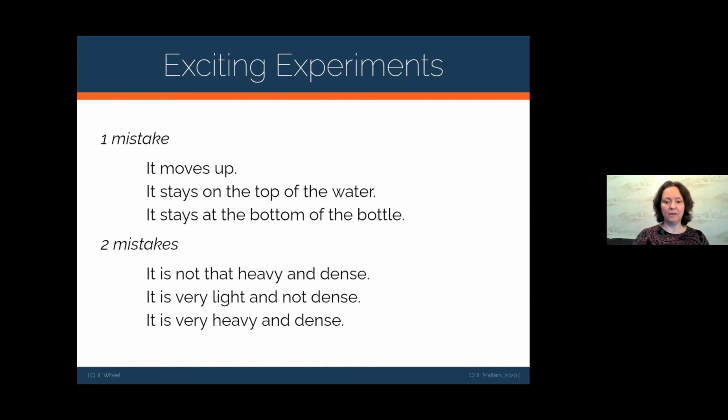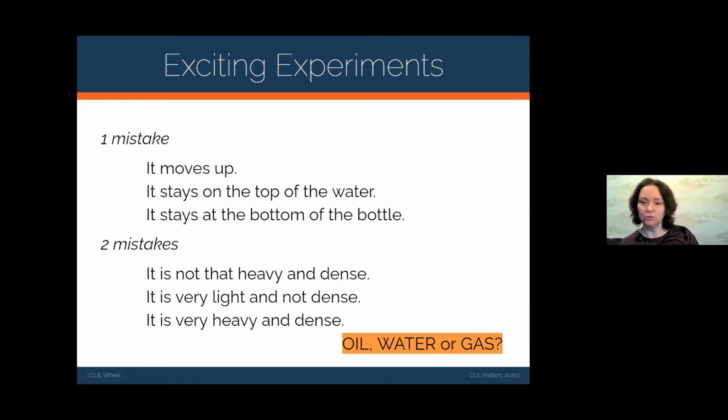And now the next question is, which of them talk about oil in my bottle? Which of them talk about water? And which of them talk about gas? Because by that time, we have come up with the idea that those bubbles are gas. I don't need to know what type of gas it is. At this stage, it is important that they understand that there are 2 liquids and gas.